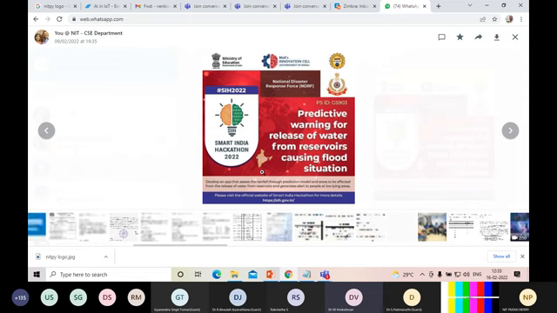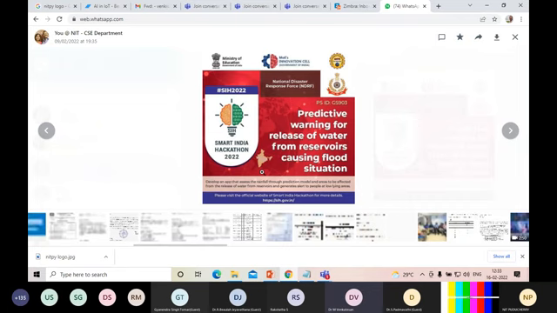So you know how the flood happened in Chennai, that Sembarambakkam Lake is there. They are not able to monitor the water flow. That's why the big flood happened in Chennai. So they want a system for predictive warning for release of water from reservoirs causing flood situations, right? So this is where we can use AI and IoT.